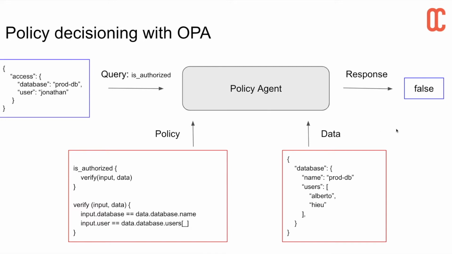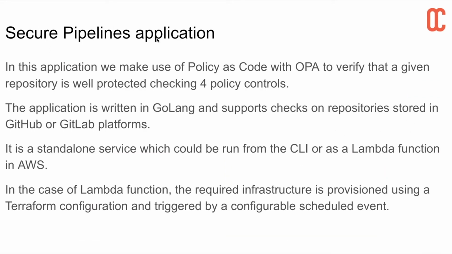In our secure pipeline application, we make use of policy as code with OPA to verify that a given repository is protected, checking for policy controls. The application is written in Golang and supports checks of repositories stored in GitLab or GitHub platforms. It can work as a standalone service, which could be run from the CLI or from a Lambda function in AWS. In the case of a Lambda function, the required infrastructure is provisioned by using Terraform configuration and triggered by a configurable schedule event.